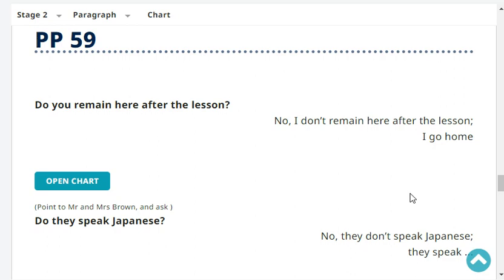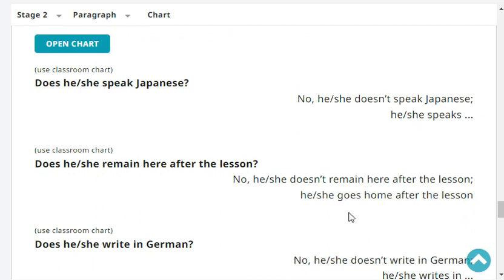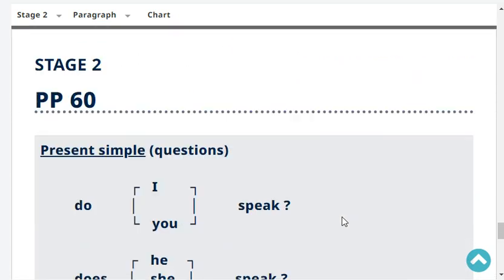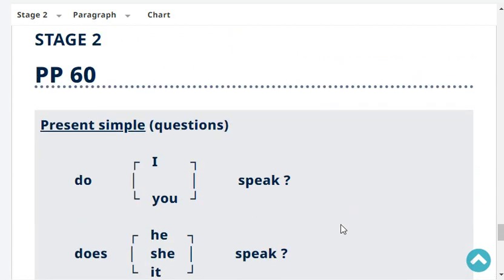Do I read books in Chinese? No, you don't read books in Chinese. You read books in English. What's the negative of he speaks? The negative of he speaks is he doesn't speak. Does he speak Japanese? No, he doesn't speak Japanese. He speaks English. Does she remain here after the lesson? No, she doesn't remain here after the lesson. Does he write in German? No, he doesn't write in German. He writes in English.